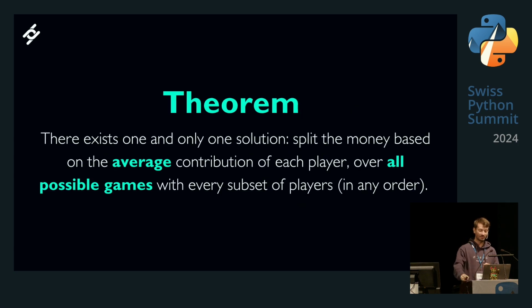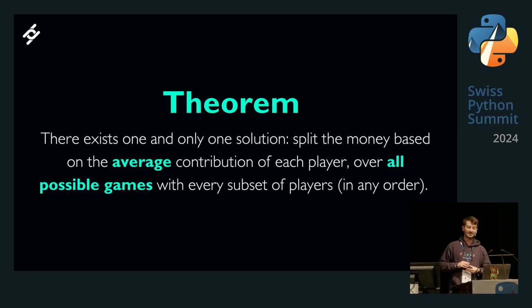It turns out that you can prove this theorem, that there is one and only one way to satisfy both the 2 aforementioned criteria. And this only way is averaging the contribution of each player over all possible games played by every possible subset of players. That's it. That's basically how Shapley values work.